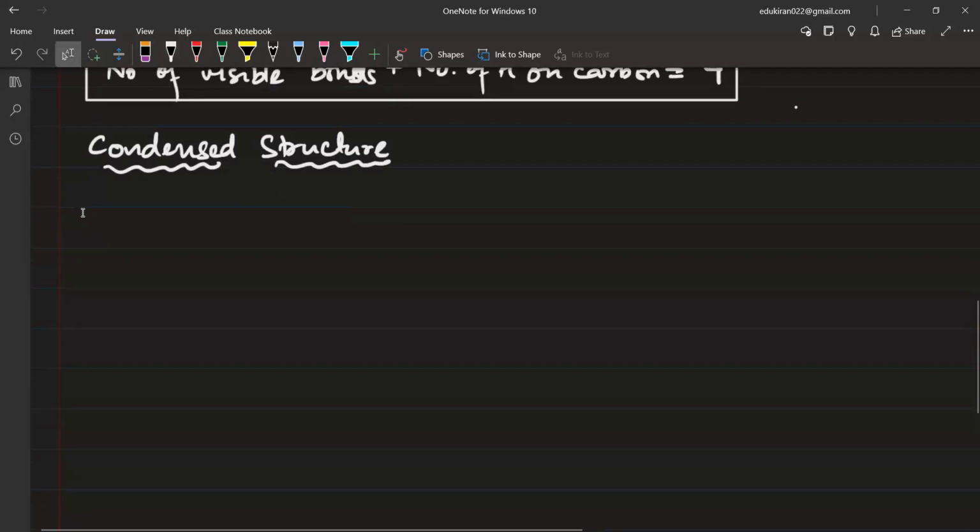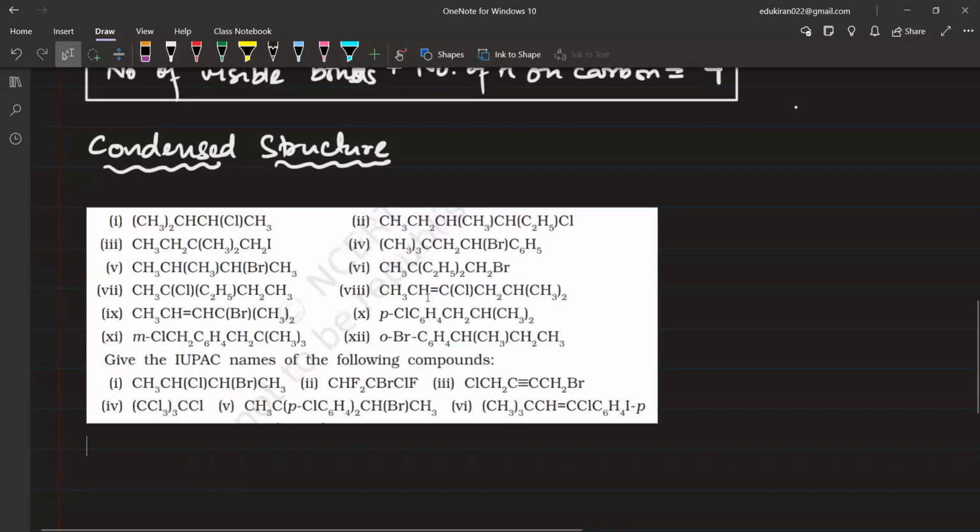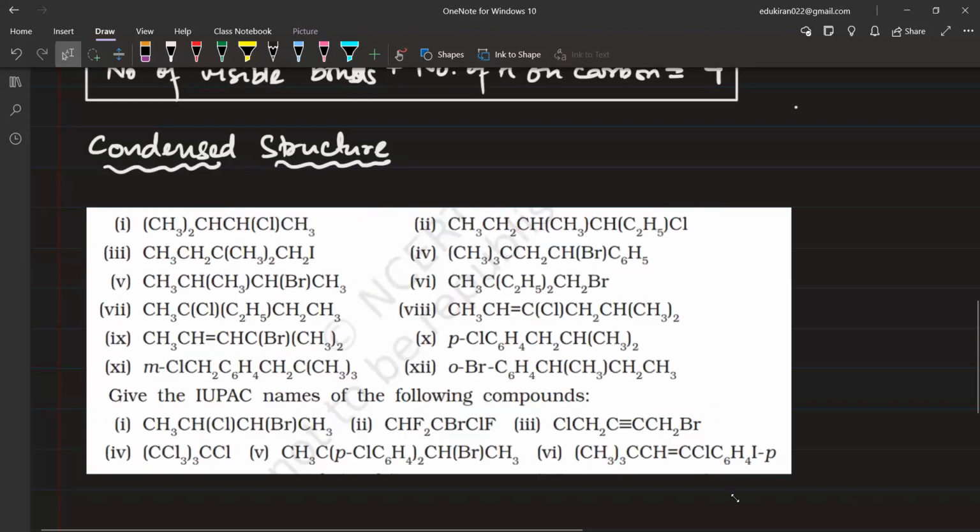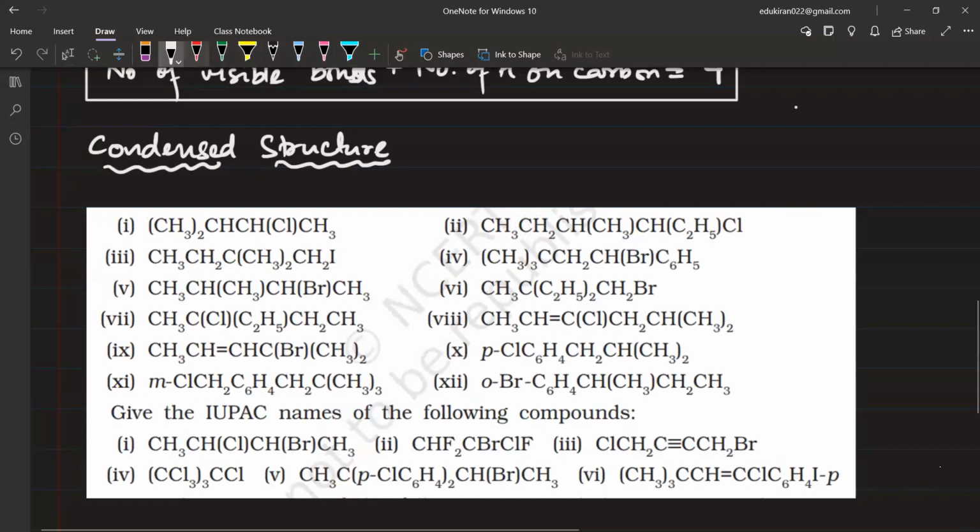You see, in condensed structure, you will rarely see any bond. For example, from the starting, from 1 to question number 12, you don't see any bond, right? Can you see any bond? Yes or no? No, you cannot see any bond, but you are going to see bonds only if there's a triple bond or a double bond. Otherwise, when there is a single bond, you're not going to see any separate or visible bonds.